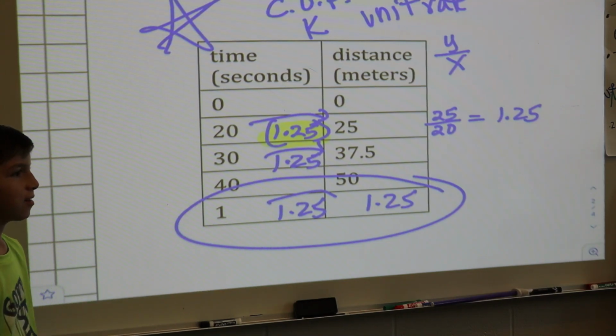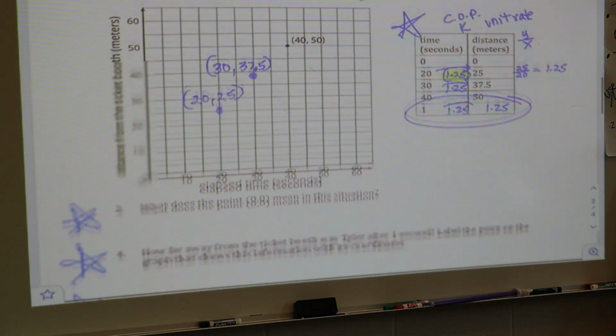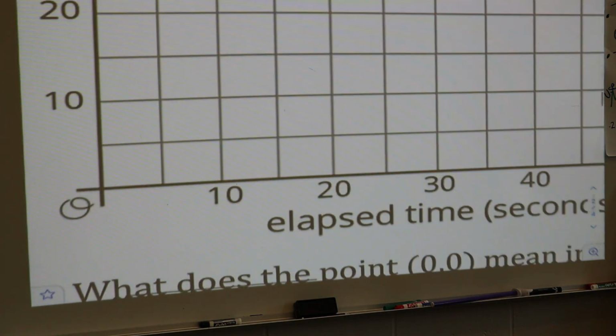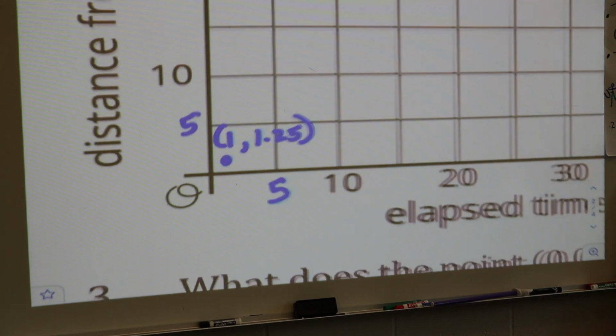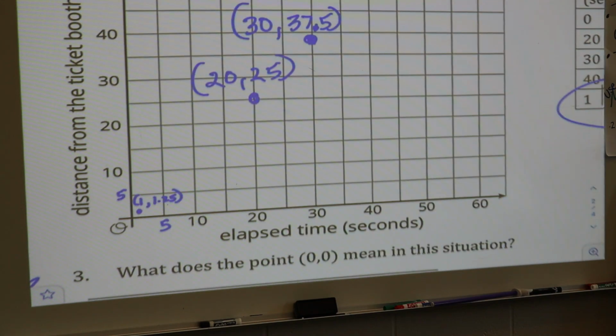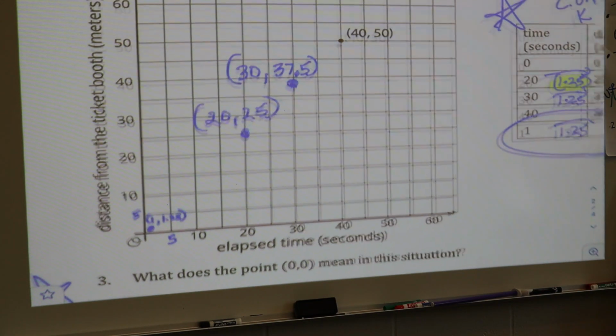Let's do a 1, 2, 3 clap for him. 1, 2, 3. Okay, now we need to figure out where to plot that. If this is 5, it's going to be right here, and this is 5. I'm going to say it's about right here, maybe? Okay, so at 1 second, he's at 1.25 meters, making sure you're not confusing your x and y coordinates. The x goes first. So there's our point there.